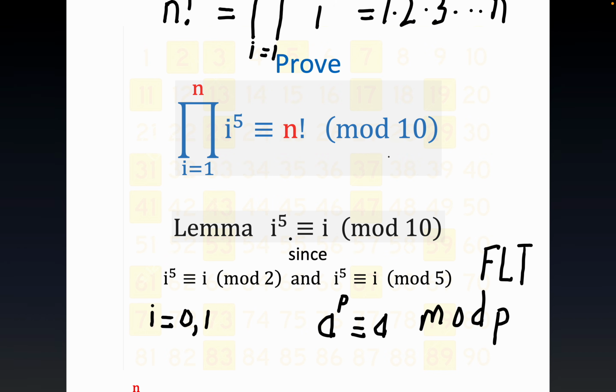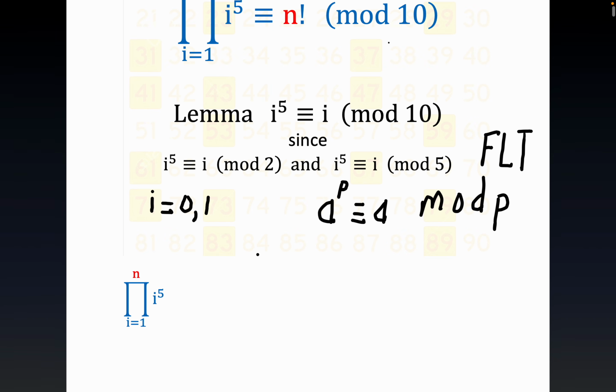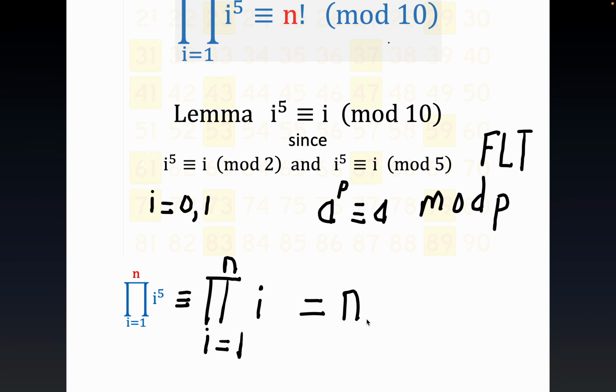So this lemma right here is true, and all you have to do right here is just rewrite this. You can replace it. This is congruent to the product of just i, right? But you've seen earlier that this is just another way of writing down the definition of n factorial. Okay, so that proves it.